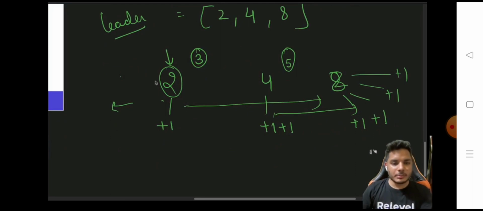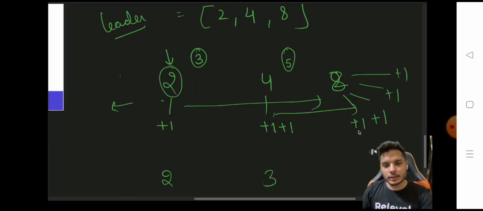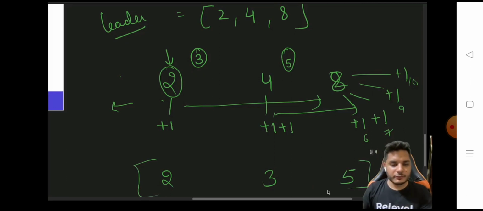So the answer will be: 1 is already there, so it will be 2. 1 is already there, plus 2, 3. 1 is already there, and I think we added 6, 7, 9, and 10. So these are 5. So the answer will be 2, 3, 5.